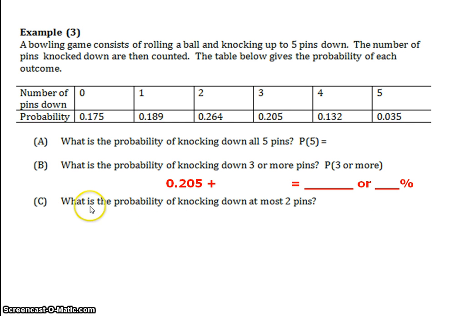In letter C, what is the probability of knocking down at most 2 pins? Now let's go back to the table and figure out which of these satisfy that. At most 2 pins. We're going to start off with the most being 2. This does satisfy that condition, 0.264. However, so does this, and so does 0 pins. So we're going to calculate the sum of that, and write that as a decimal and a percent. Please do that.